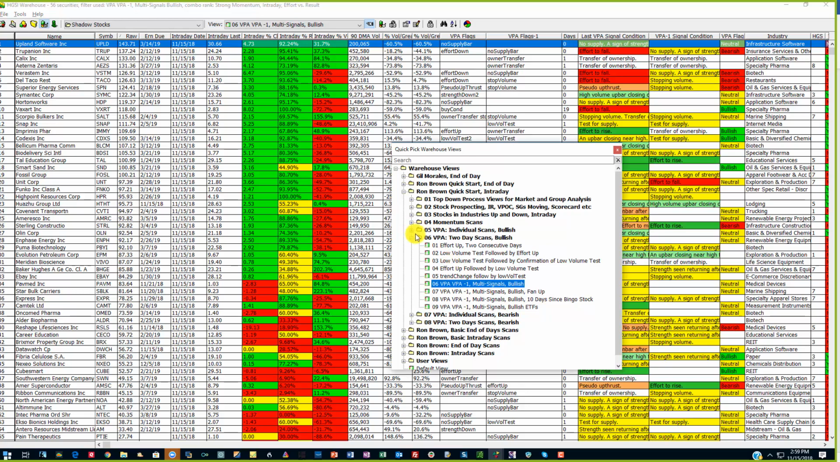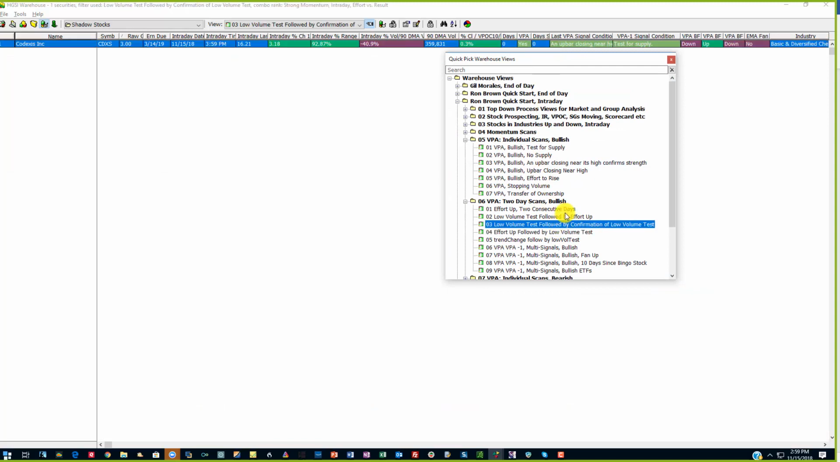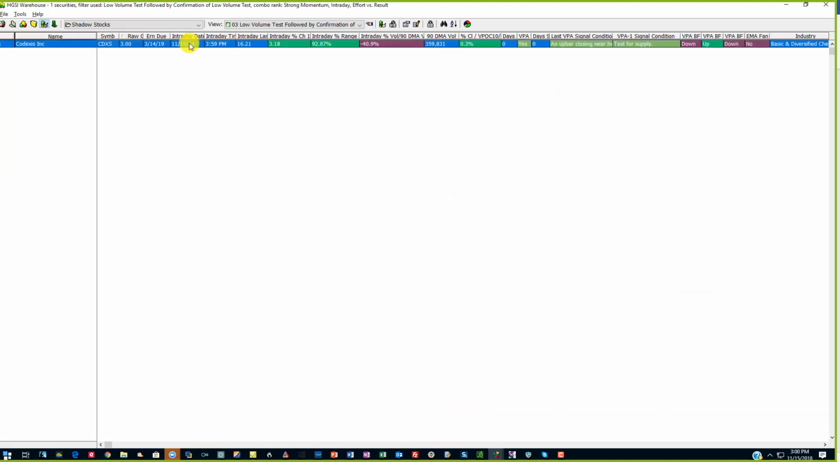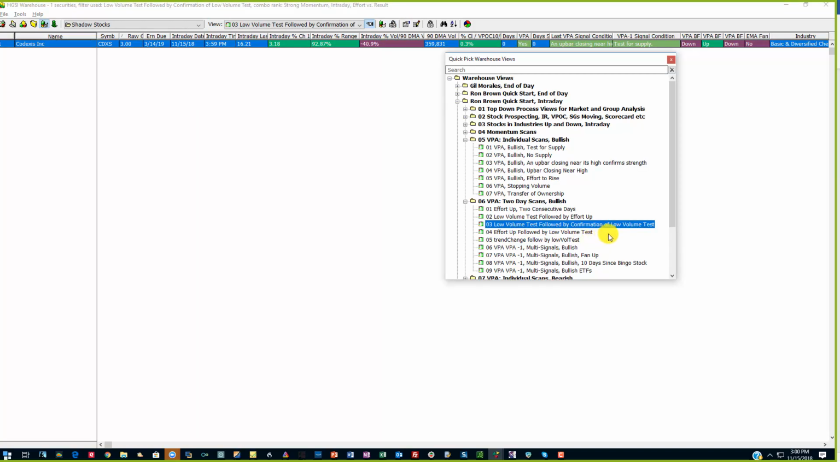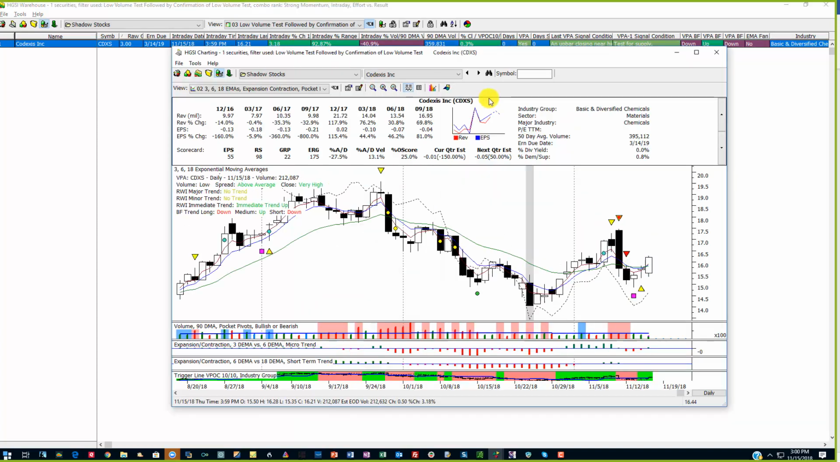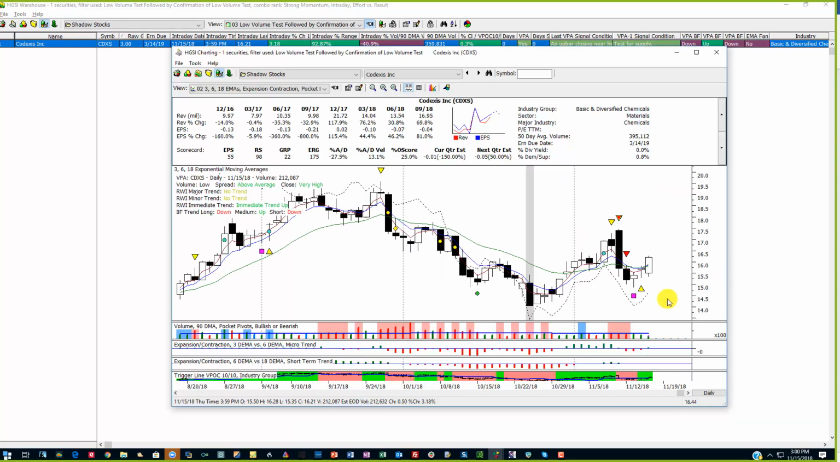Let me see if I can find it. Right here. Okay. What it technically is, it's a low volume test followed by a confirmation of the low volume test. And if I bring this chart up, you can see here's your low volume test. Here's a confirmation of that, and that's what you're looking for. It only brings up one stock out of these shadow stocks, but that would have been a good trade today.